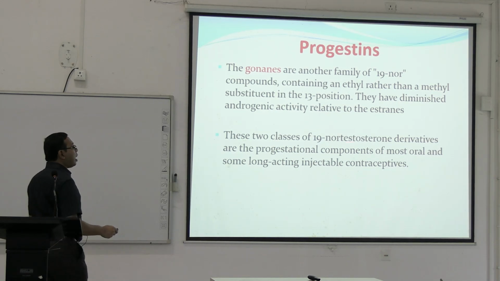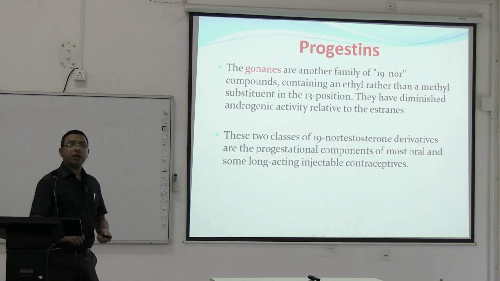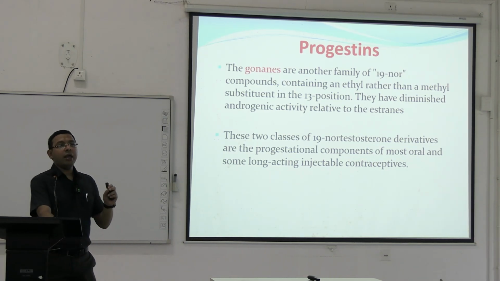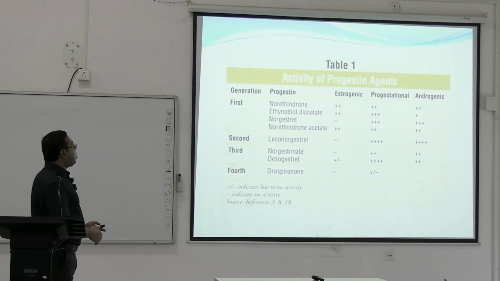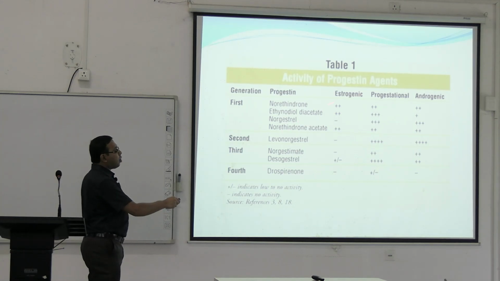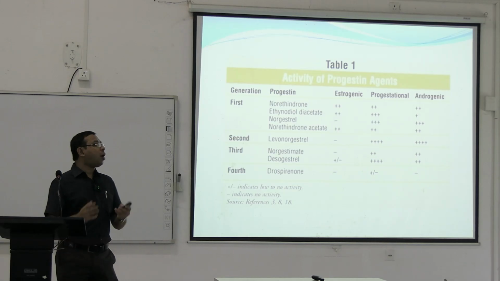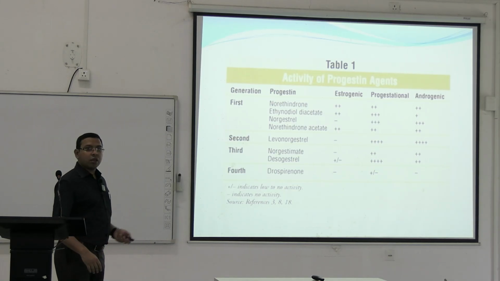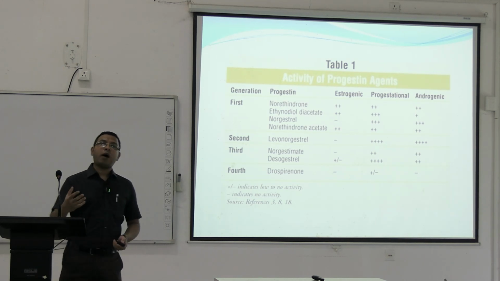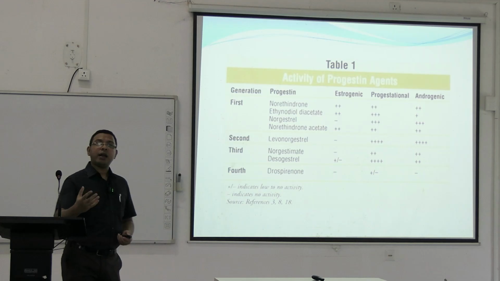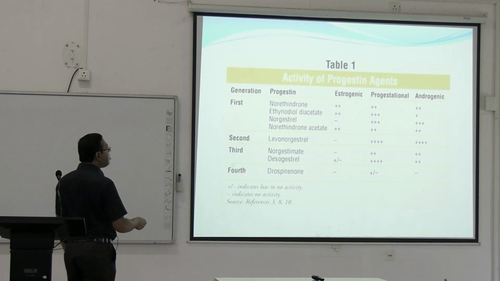So these two classes of the 19-nortestosterone derivatives are the progestational compounds of most oral and some long-acting injectable contraceptives. So progestins are mainly used as part of the contraceptive, and as part of the menopausal hormone therapy. You can see, details are not required. This is for your impression that all these progestational compounds have some amount of estrogenic activity, or progestational activity, or androgenic activity. Some act as anti-androgen, some act as partial androgen, some have more estrogenic activity in addition to their progestational activity, some are less. So accordingly, the different generations are chosen.